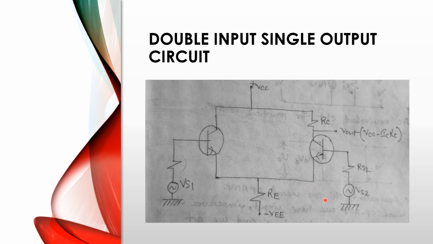And when we apply Vs2 greater than Vs1, then ICRC increases. If ICRC increases, that means the collector current of the right transistor increases, then Vout will decrease. That means here we get the negative polarity or the opposite polarity. That's why the Vs2 terminal is called the inverting input terminal. So this is the modified version, and this circuit is named the double input single output circuit.